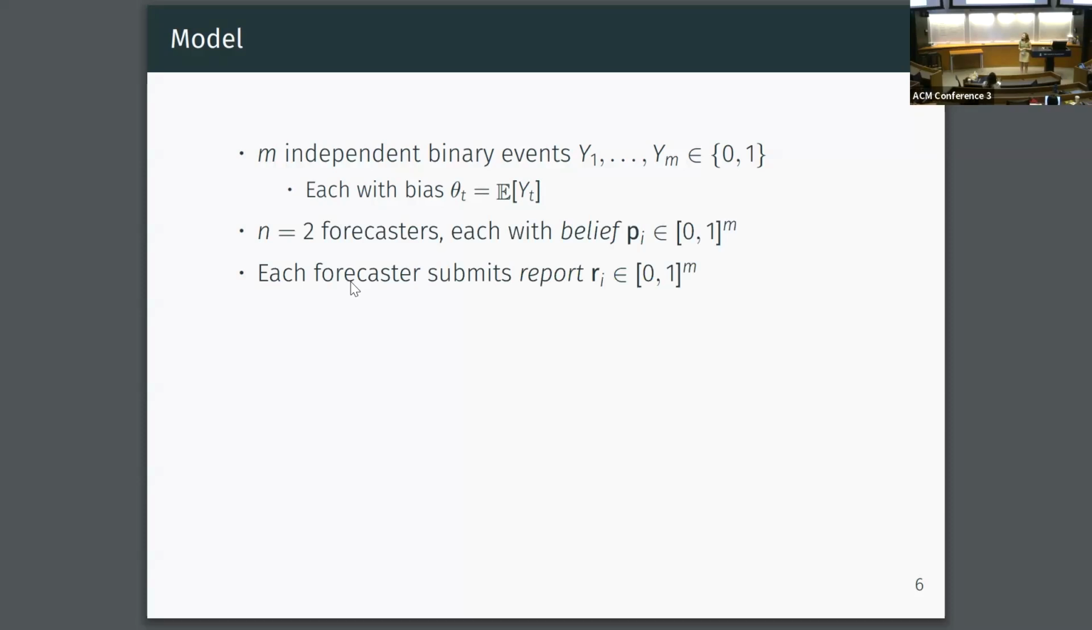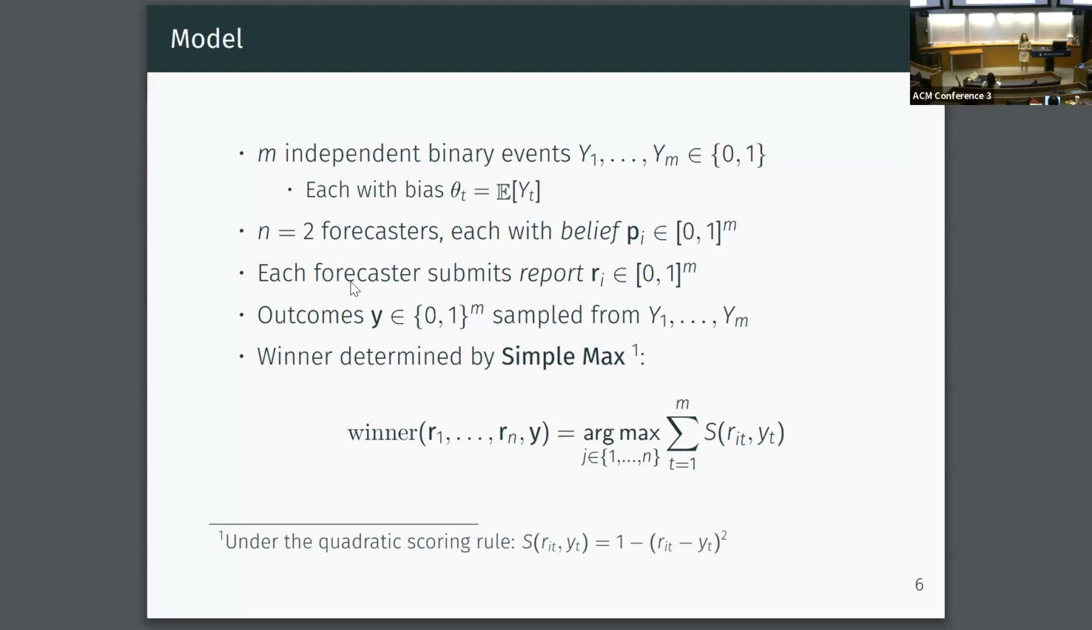Each forecaster has some belief vector, p sub i, as we saw in the beginning. So that's in the set {0, 1} to the m. And each forecaster also submits some report vector, which is in the same space. But again, the issue is the report vector may be different than the belief in their strategic behavior. And finally, the outcomes are sampled from our random variables, and the winner is determined by the simple max.